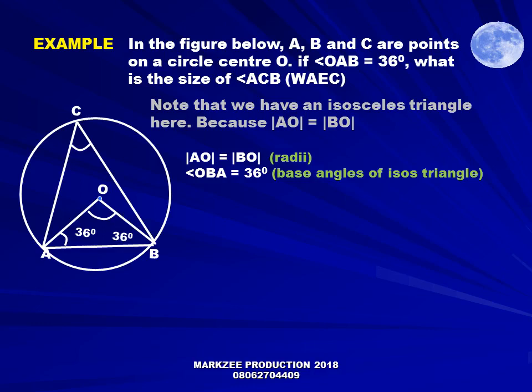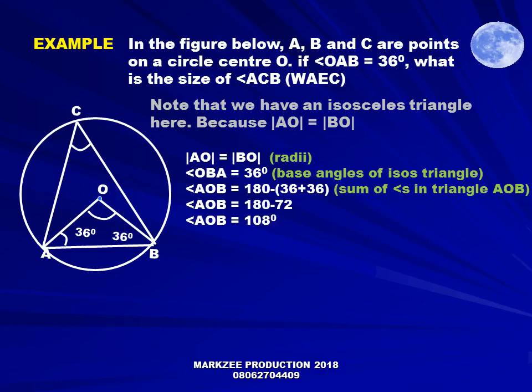Now what am I trying to do? I'm trying to get the angle at center so that I can find the one at the circumference, which is ACB. Okay? So I can now use the sum of angles in a triangle. So AOB, which is the angle at center, is 180 minus the sum of the two base angles there. So that will give me 108 degrees.